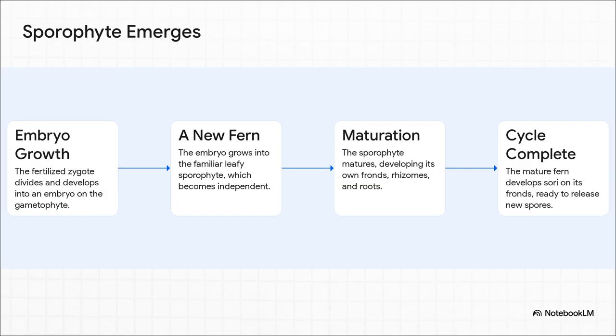The little heart-shaped plant then just withers away. This new fern matures, develops its own fronds and rhizomes, and eventually produces its own sori, ready to release new spores and start the cycle all over again.